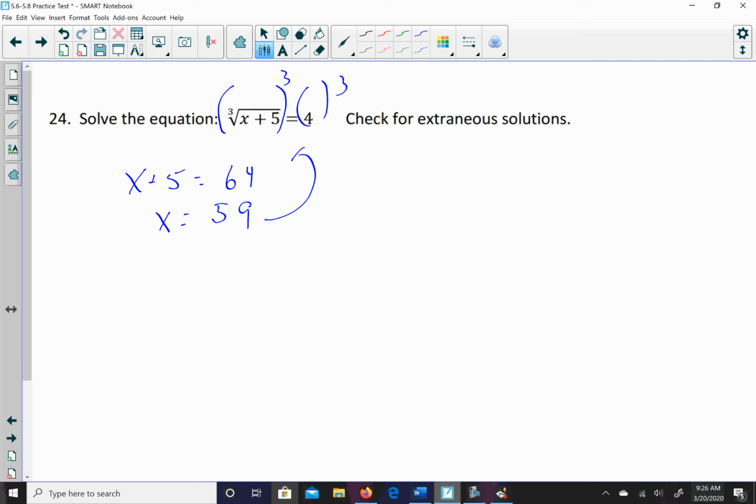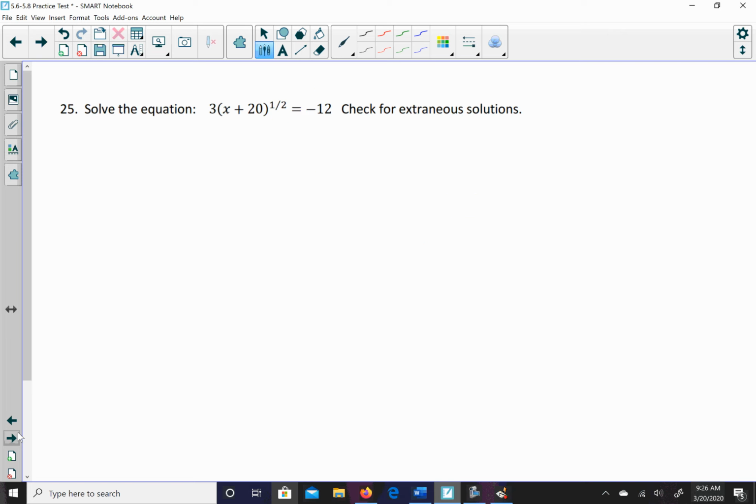If I put it in and check it, I'm going to have the cubed root of 59 plus 5. And I'm seeing if that equals 4. This is 64. So 4 is equal to 4, so it does check. Moving on to the last one.